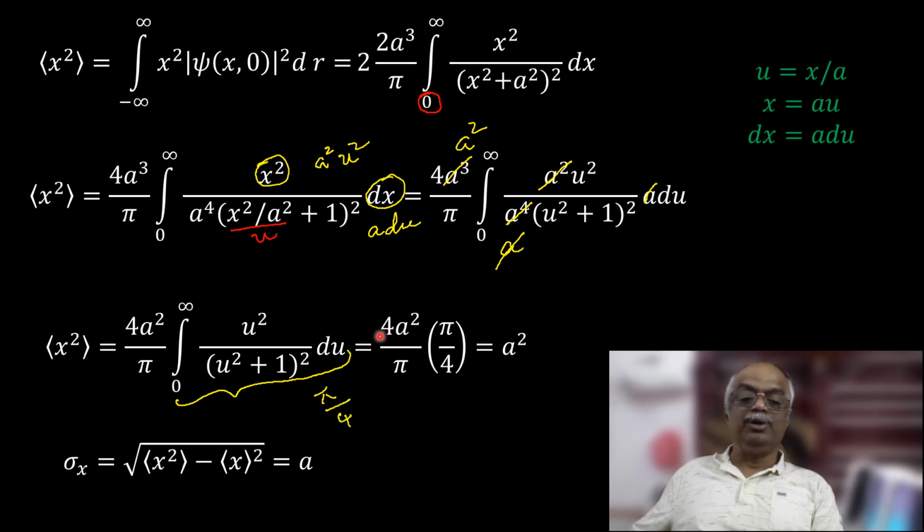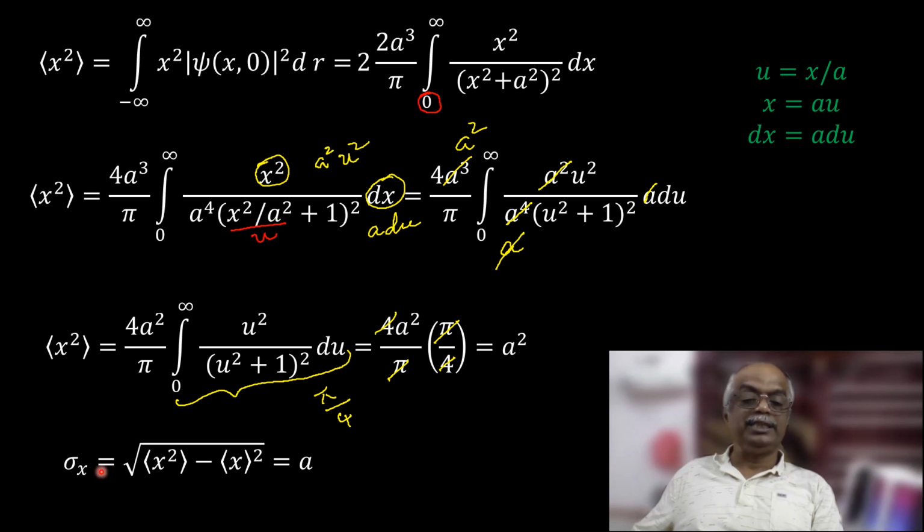So now you have outside the integral 4a squared over pi, and the value of this integral is pi by 4. Now pi and pi will get cancelled, and 4 and 4 will get cancelled. You are only left with a squared.